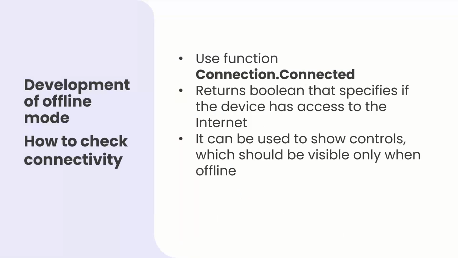Let's now talk about the connectivity. To check the connection, if you are connected to the internet or not, you just use Connection.Connected. It would return a boolean that specifies internet or not. It could be used in many different places and in many different scenarios. You can use it just to show the controls based on the status of the connection, or you can use it as a condition for some other operations, other formulas.